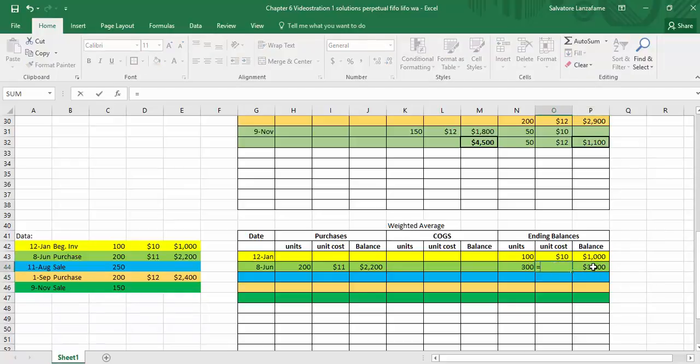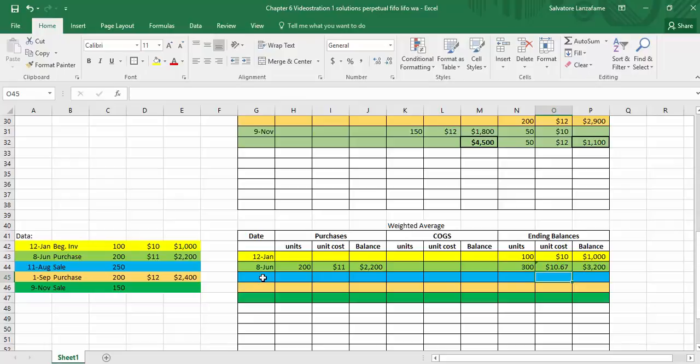So to figure out my unit cost, I divide 3,200 by 300, and that gives me an average price of about $10.67. That's probably rounded, a repeating 10.6s, but Excel is showing to the second decimal place, to the cents. Notice how our unit cost has increased. It was $10. Now each unit has an average cost of $10.67. Every time you purchase, this unit cost will change.